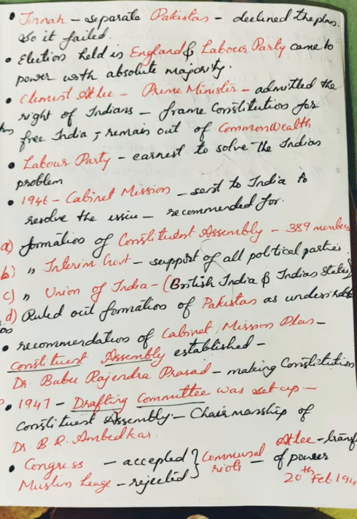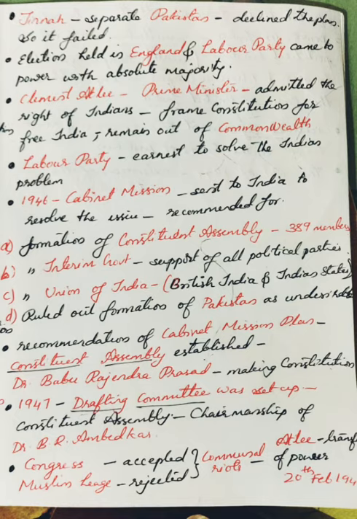In the meantime, elections were held in England and the Labour Party came to power with an absolute majority. Clement Attlee became the Prime Minister in England. He admitted the right of Indians to frame the constitution for free India and even to remain out of the Commonwealth. Actually, the Commonwealth of Nations, generally known simply as the Commonwealth, is a political association of 54 member states, nearly all former territories of the British Empire.